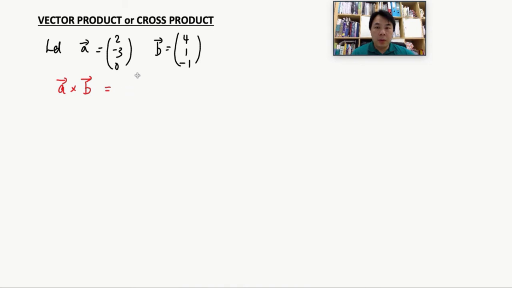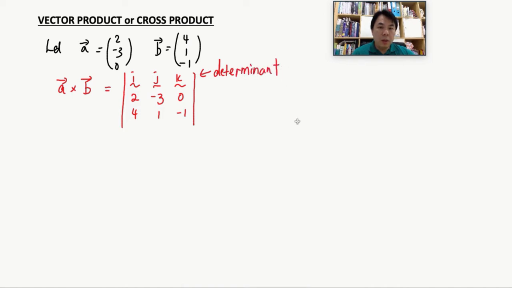The way we perform vector products by definition is given by this definition here: i, j, k, and then we fill in all the components for vector A and then the components for vector B. Now this symbol refers to the same symbol that we use to evaluate the determinant of a matrix.